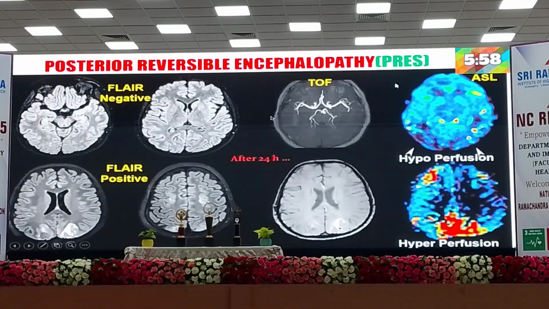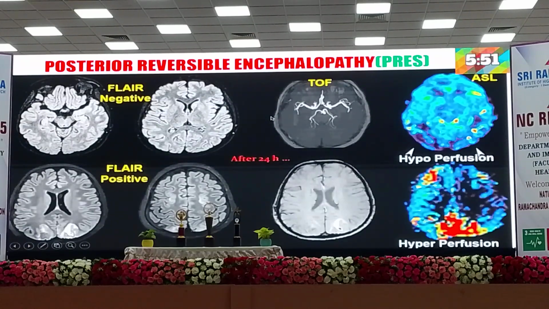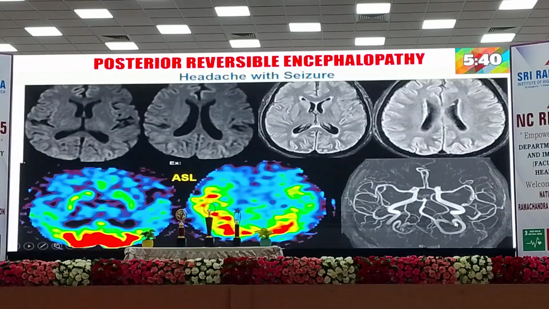So the next one is PRES. PRES occurs after delivery, we have faced a lot of cases. This patient has a seizure with a headache, and we did an MRI. It shows normal, FLAIR is negative, and the other sequences are also normal. But you can see the hyperperfusion in the ASL. FLAIR shows hyperintensity, but you will see the hyperperfusion in ASL.